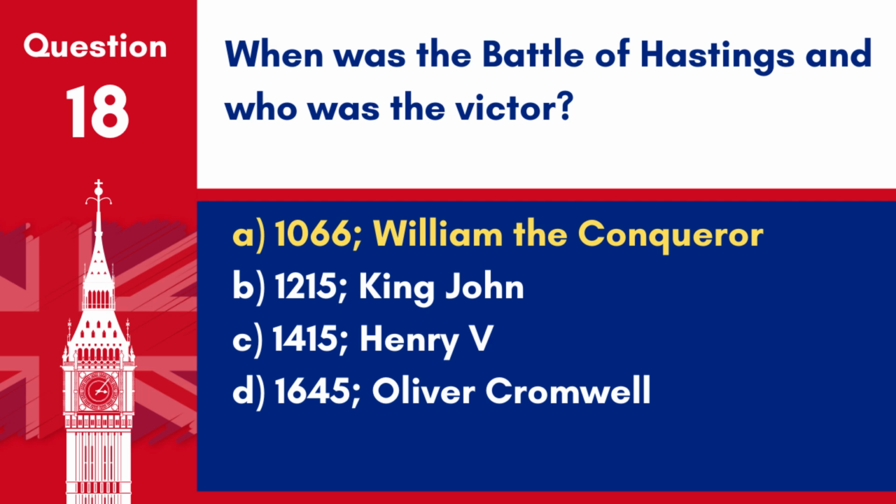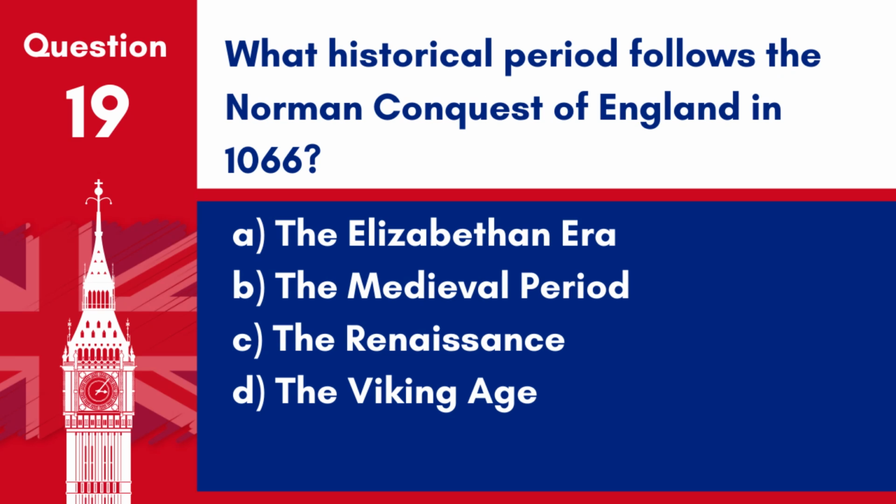Answer. A. 1066, William the Conqueror. The Battle of Hastings took place in 1066, and the victor was William the Conqueror. Question 19. What historical period follows the Norman conquest of England in 1066?